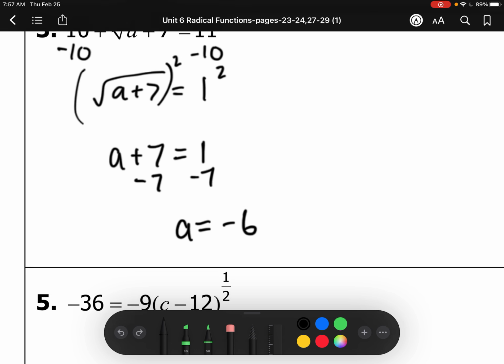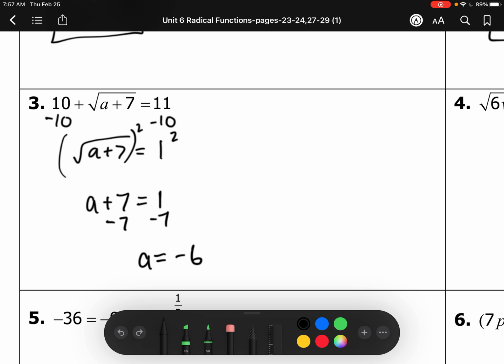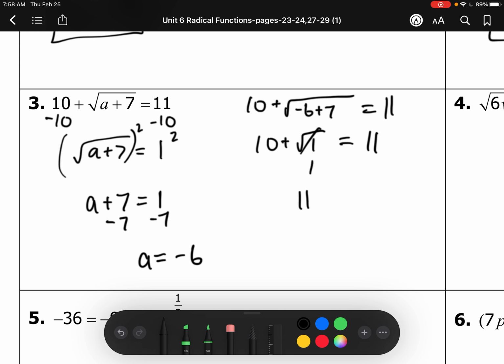So now step 4, check for extraneous solutions. I'm going to plug in negative 6 for a and make sure that it checks out. So 10 plus the square root of negative 6 plus 7 is equal to 11. Well, negative 6 plus 7 is 1, so I have the square root of 1. Sorry, it's supposed to be equal to 11. I forgot to write the extra 1. We know that the square root of 1 is just 1, and 10 plus 1 is 11. So 11 is equal to 11. It checks out. Our answer is a is equal to negative 6.